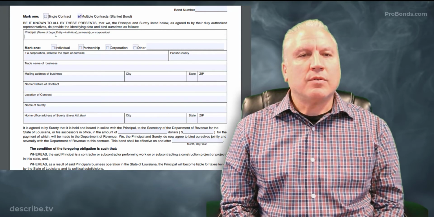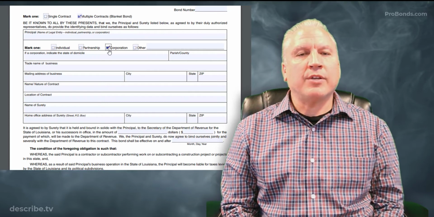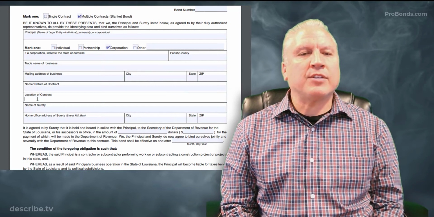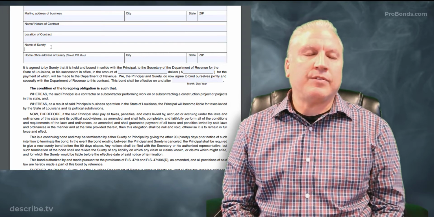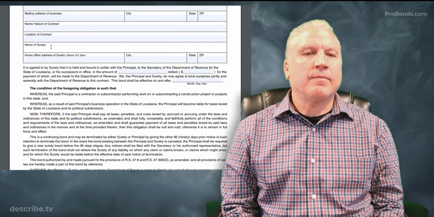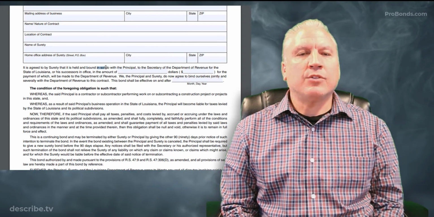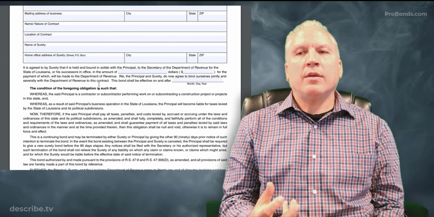The principal, that's you, the name of your company. Are you an individual, corporation? What's the state, trade name, mailing address, all the information about you as a company. Name of the surety is the company that's issuing it, the insurance company. If they have a location, you put that here. It is agreed that the surety is bound with the principal. And this word in solido means that you're together. You're one entity guaranteeing this.